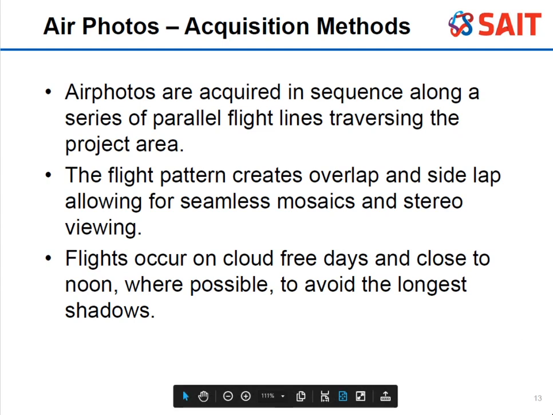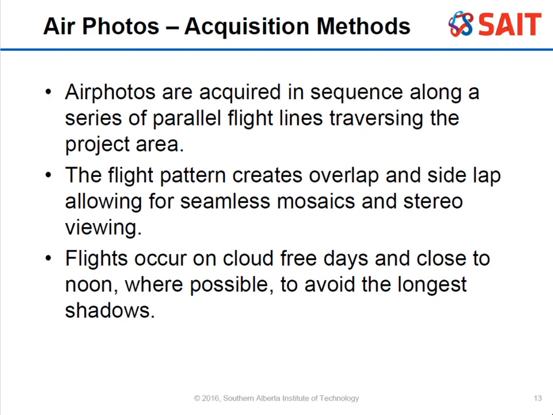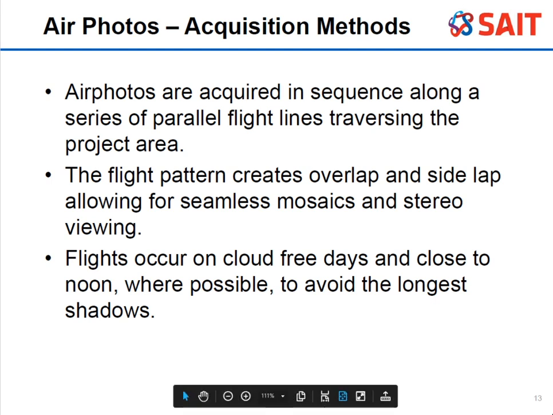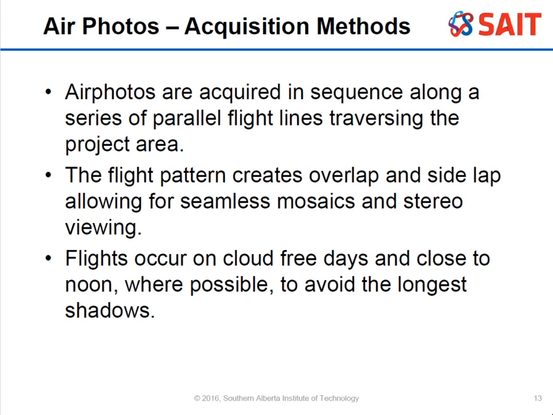So we try to do flights on a cloud-free day where it's close to noon, so the shadows are a little bit less. That's the biggest reason why we do it at noon. Generally, it says cloud-free, so how do you do that without having these long shadows? You can't really do it at night, because at night we need light. We need visible light to be able to see our information, and with no sunlight, we don't have a way to light up the ground.